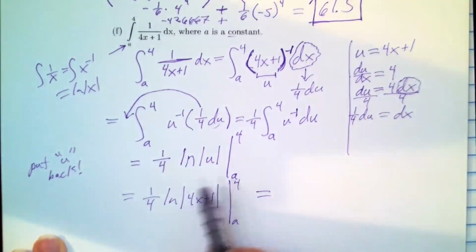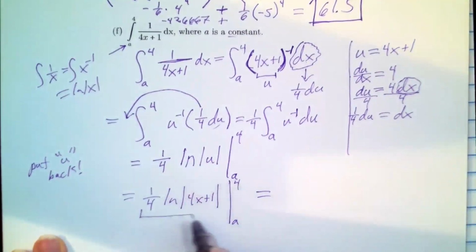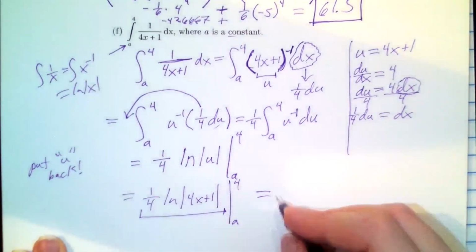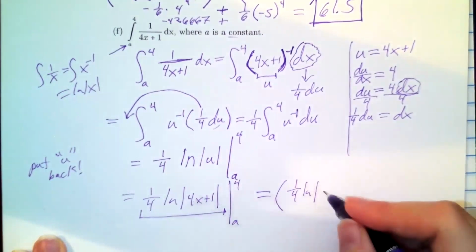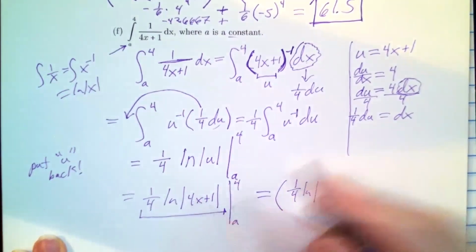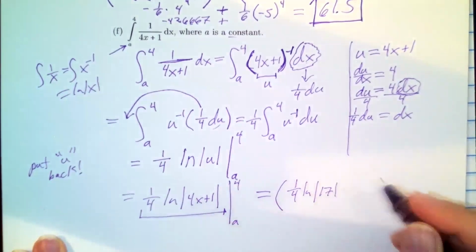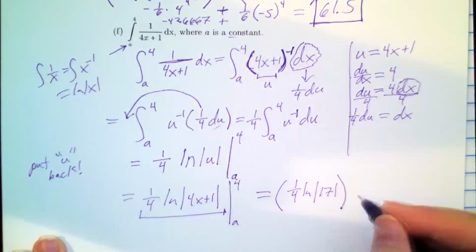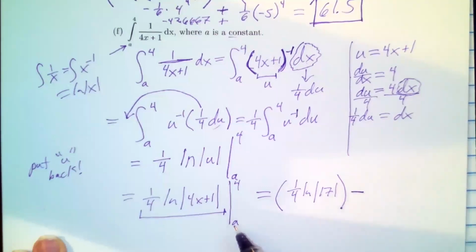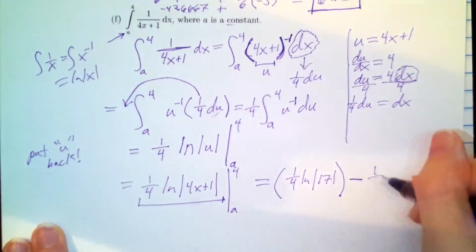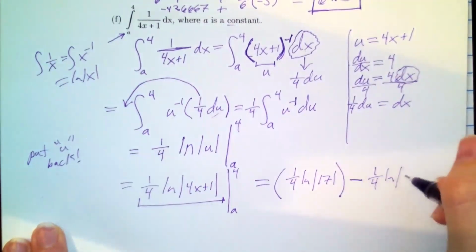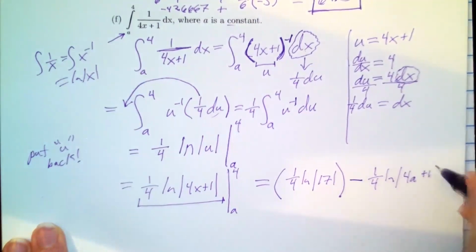Plug in the upper bound first, upper minus lower. So plug in x equals 4 into this whole thing here. Get 1/4 ln of 4 times 4 plus 1. 4 times 4 is 16, plus 1 is 17. That's the upper bound plugged in, minus what you get when you plug in the lower bound. Now my lower number is a, so it's not really a number, but you still want to pretend and plug it in for x as if it was. So this becomes 1/4 ln of 4a plus 1.